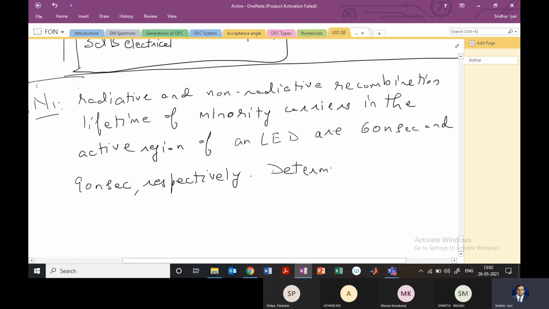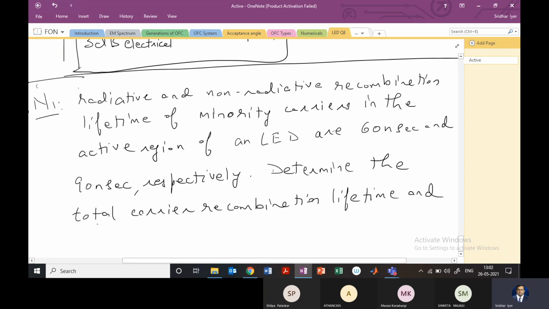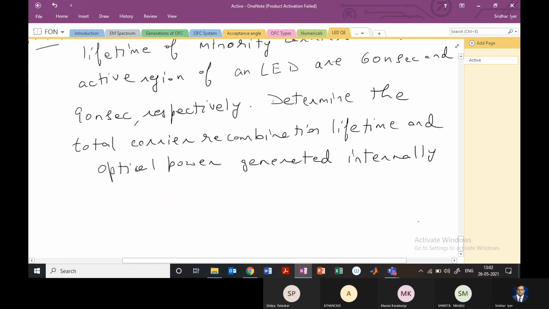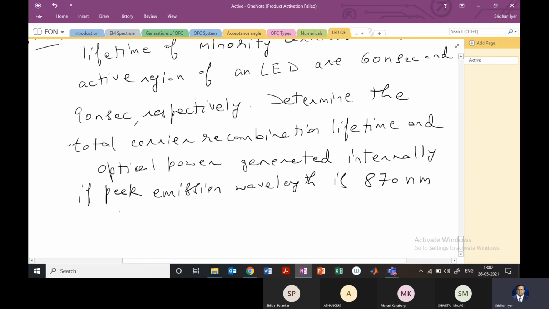Question is determine the total carrier recombination lifetime and optical power generated internally if peak emission wavelength is 870 nanometer and drive current is 40 milliampere.